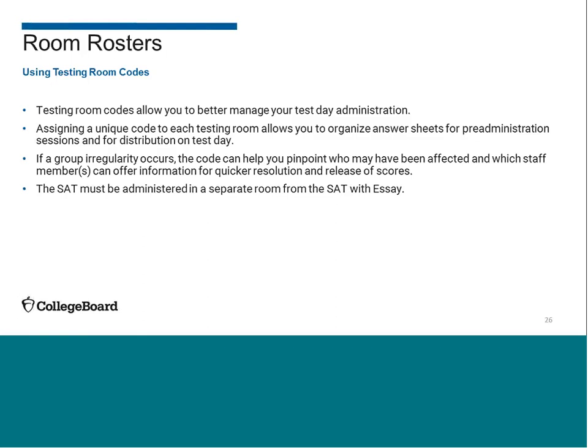Let's say there is a disturbance that happens in one particular room. So of those 5 rooms that are testing, you have 1 room that had a disturbance and the other 4 were able to test without interruption. Having the testing room code will allow you to put that information on the SAR, and it will allow College Board a little bit easier way of identifying the students at your school who were impacted by that group irregularity. It also allows us to more quickly resolve and release scores.